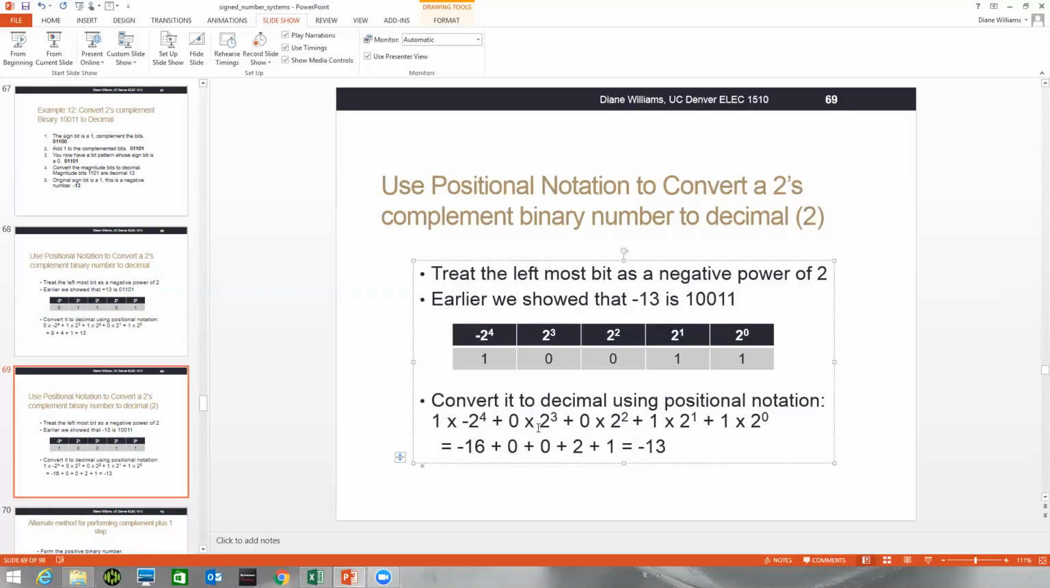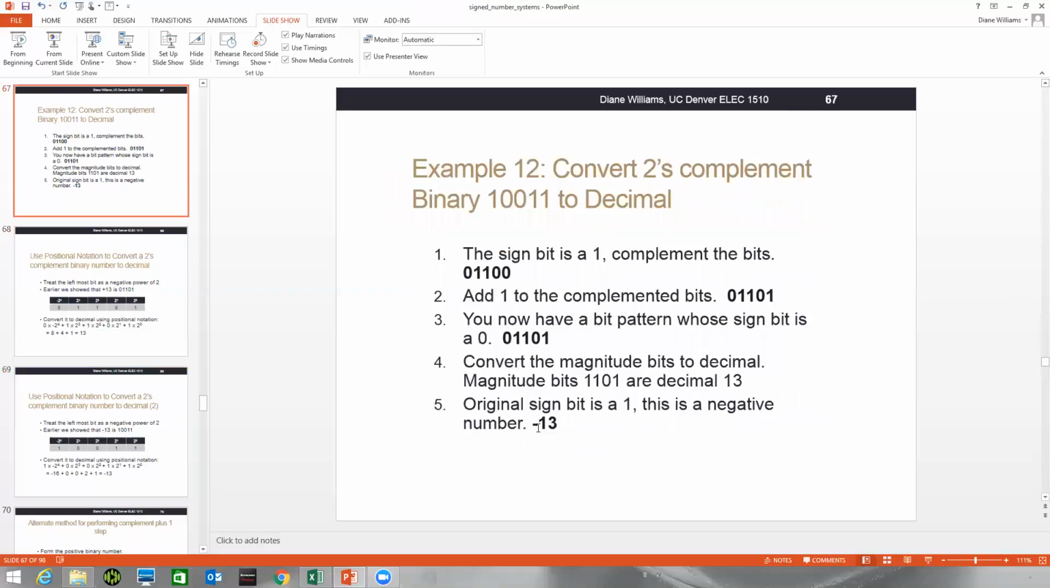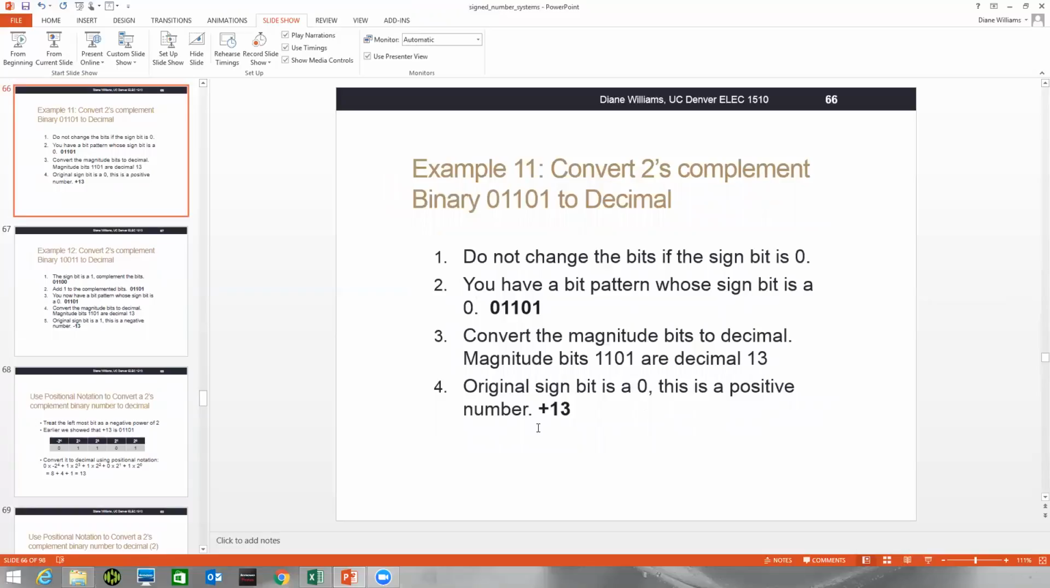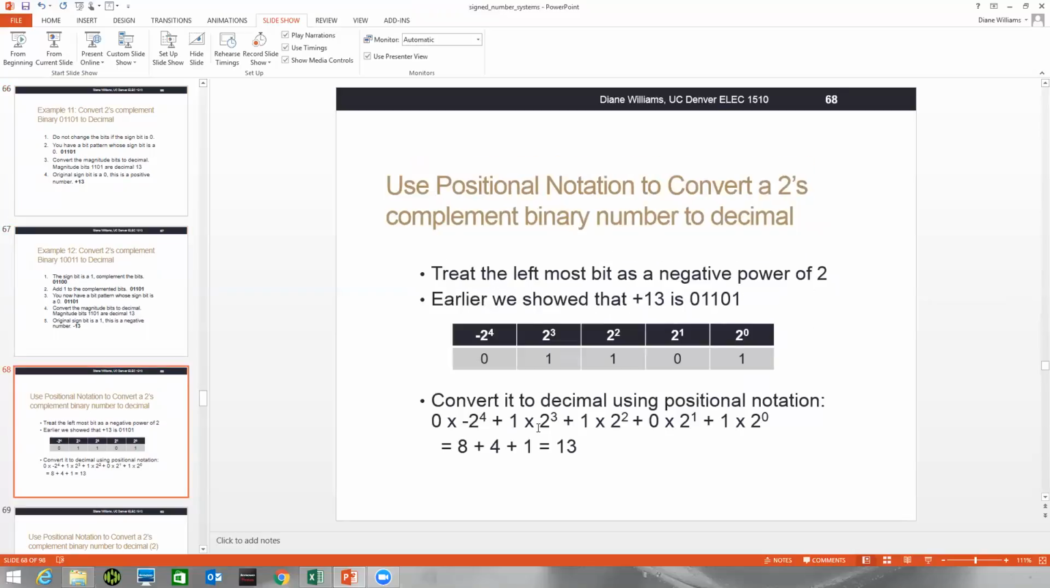This, I believe, is the easiest way using positional notation to convert as opposed to all those other steps earlier, right? We had all these other steps where we had to pay attention to whether the sign bit was positive or negative to determine whether we needed to complement and add 1. See, if we use positional notation in this manner with 2's complement, we don't have to worry about whether the sign bit's positive or negative, right?